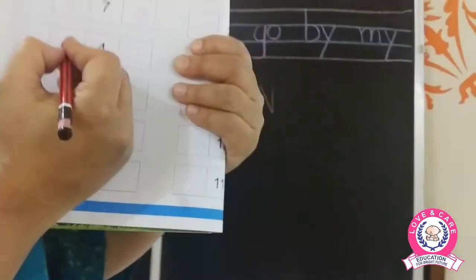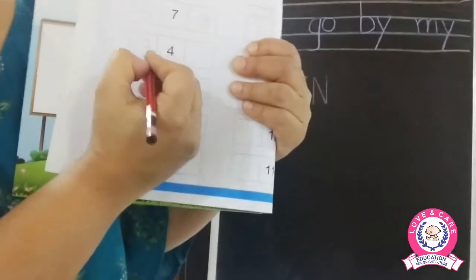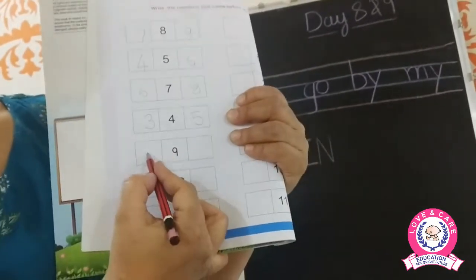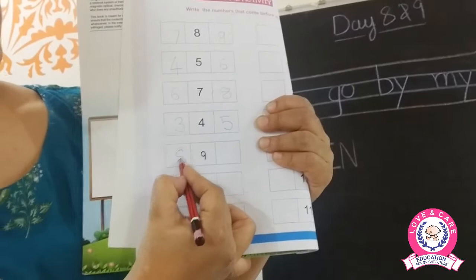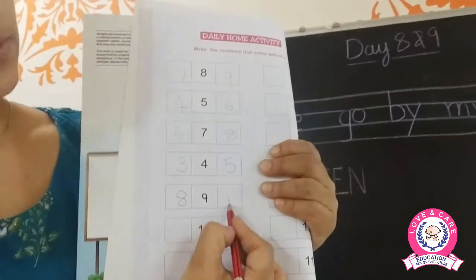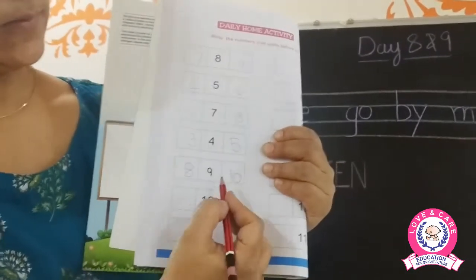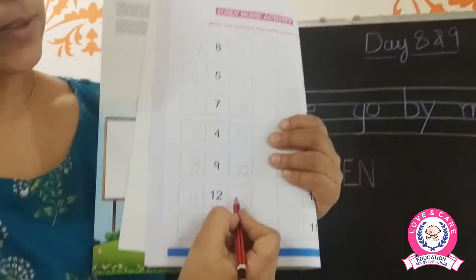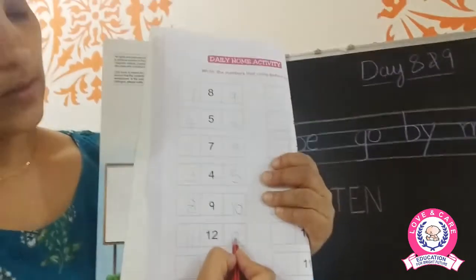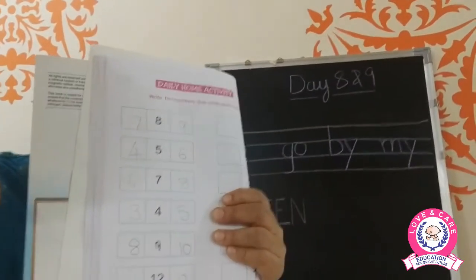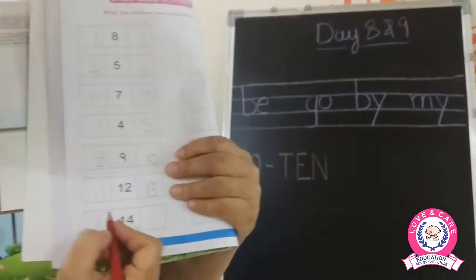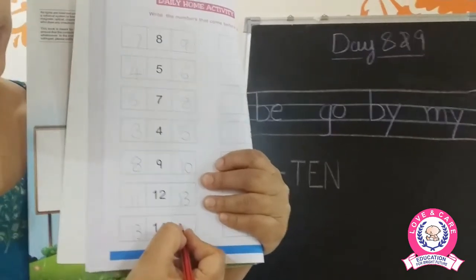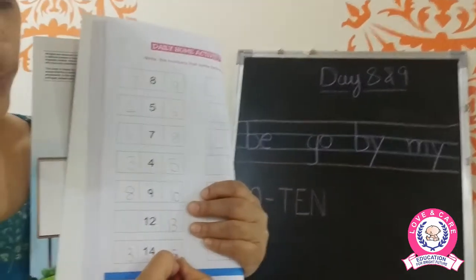Now 4. So what will be the before number? It will be 3. And the after number will be 5. Now 9. So what will be the before number? The before number will be 8 and the after number will be 10. 12. So before will come 11 and after will come 13. 14. So what will be the before number? It will be 13, 14 and then will come 15.